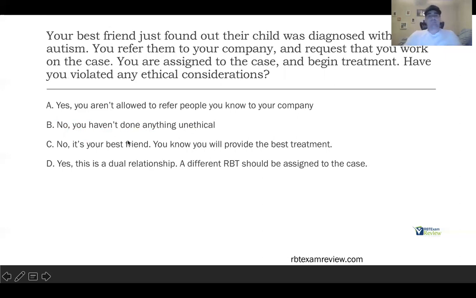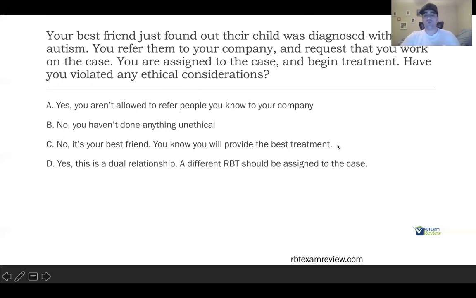A, yes, you aren't allowed to refer people you know to your company. That's not true, right? You can refer people to your company. That's totally allowed. Nothing wrong with that. Okay, so you haven't done anything wrong in that sense. B, no, you haven't done anything unethical. Okay, well, let's read the rest of our answer choices. Let's see. No, it's your best friend. You know you will provide the best treatment. So maybe that's true. Maybe it is your best friend and you will provide the best treatment.